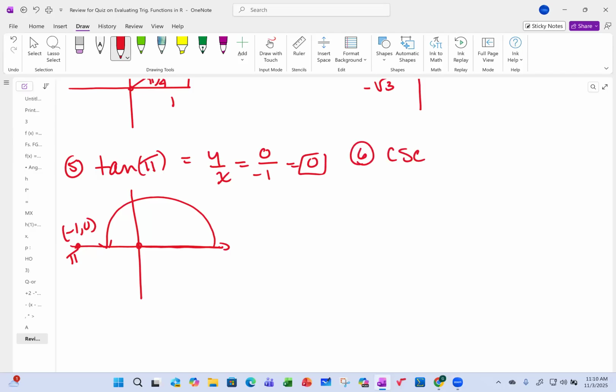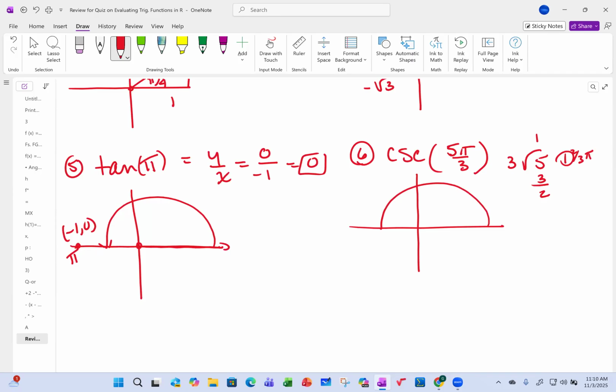Number 6, cosecant of 5 pi over 3. Again, pause the video. Okay, so 5/3. 3 goes into 5 once. 2 is left over, so that's 1 and 2/3 pi. So the 1 pi puts me this far. I have to go 2/3 more, which puts me here. And there is my triangle.